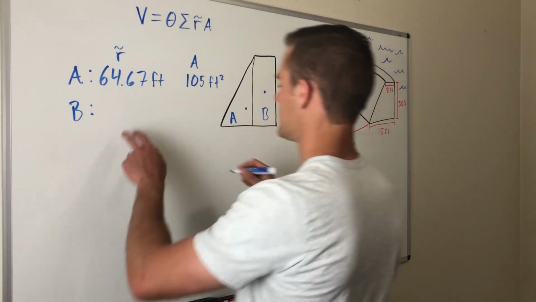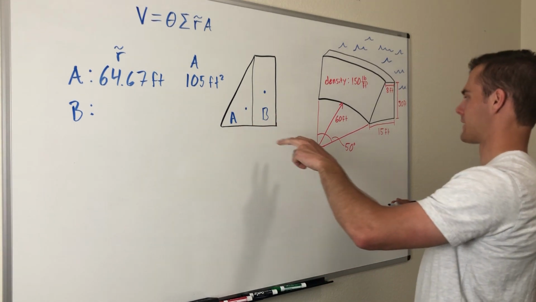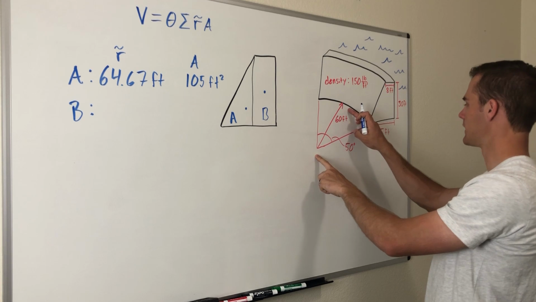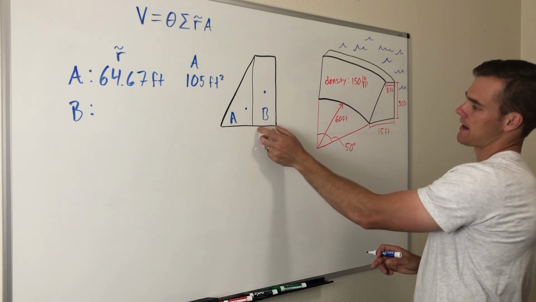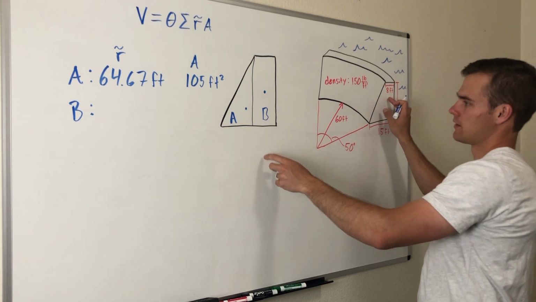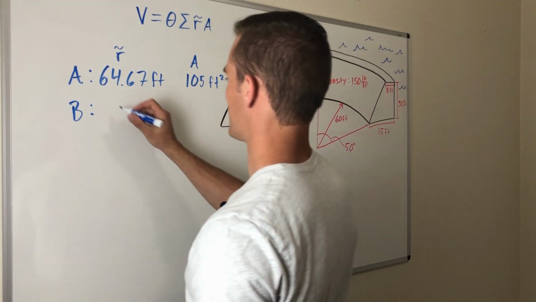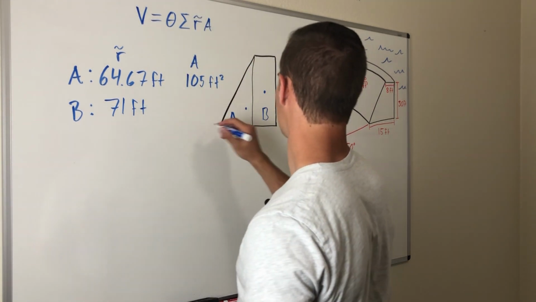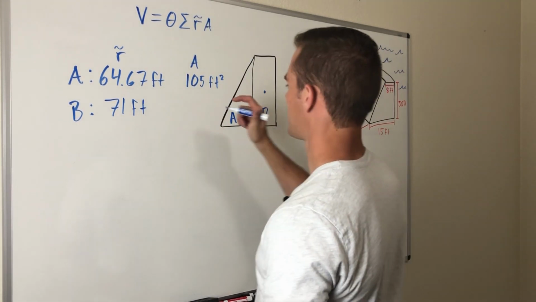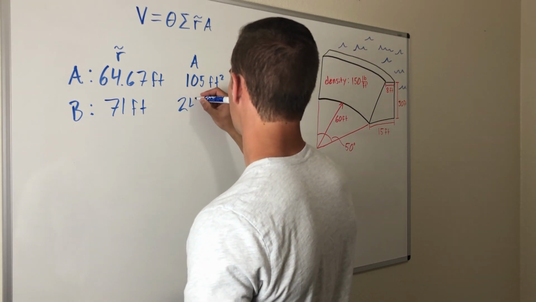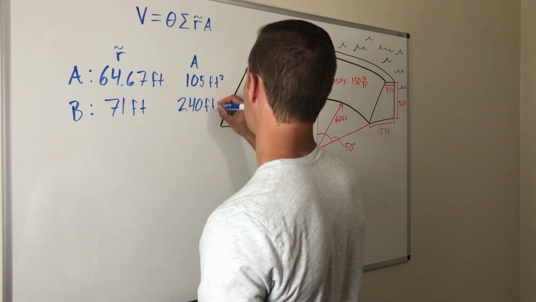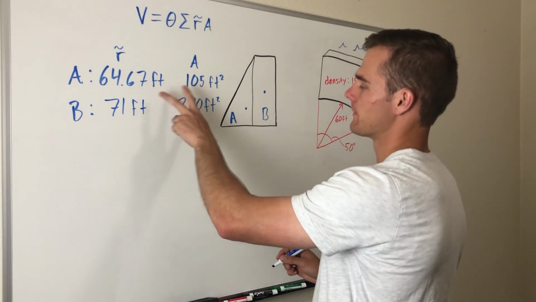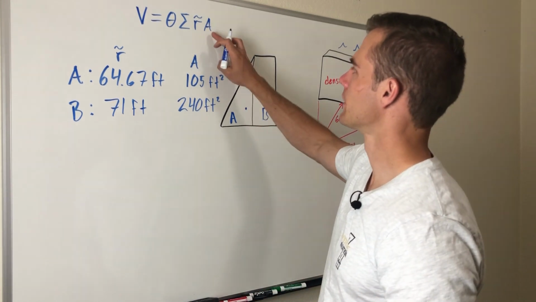And then we're going to do the same for B. So B, its perpendicular distance between the axis of rotation and its centroid is going to be 60 feet plus 7 plus half of this distance, which is 4, because the full distance is 8. So that comes out to be 71 feet, and then its area is 8 times 30, which is 240 square feet. So we have all this information for R tilde and A.